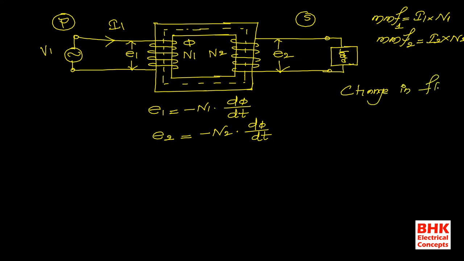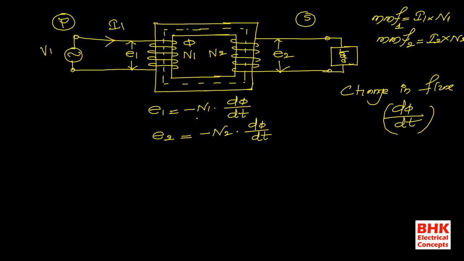d phi represents the change in flux, and dt represents the change in time. So change in flux means the flux which always changes with respect to time. That is the reason why E1, the EMF generated in the primary side, is equal to minus N1 into d phi divided by dt, and in the secondary side E2 is equal to minus N2 into d phi divided by dt.